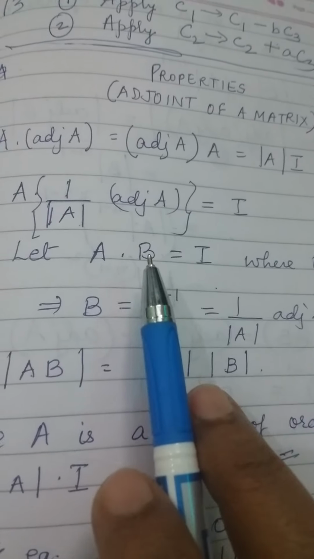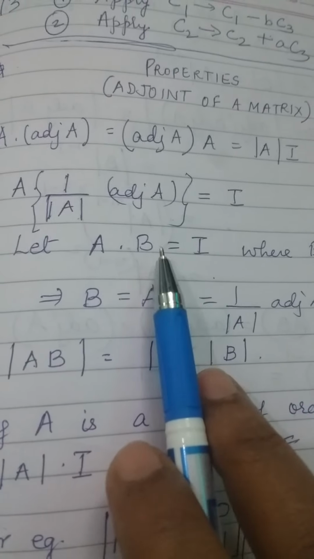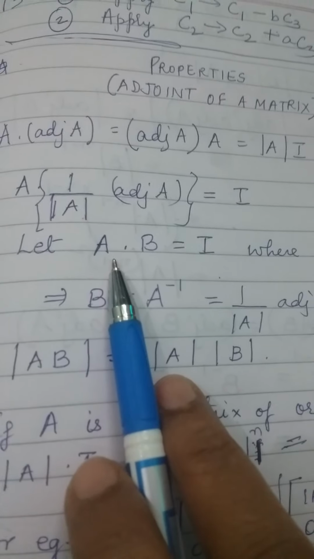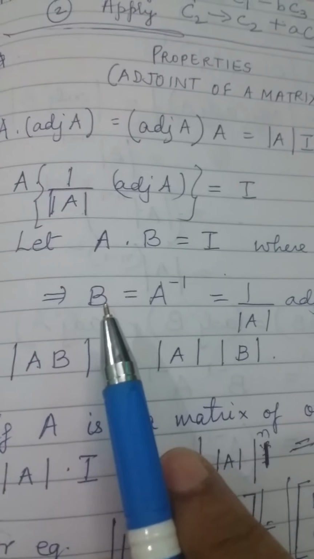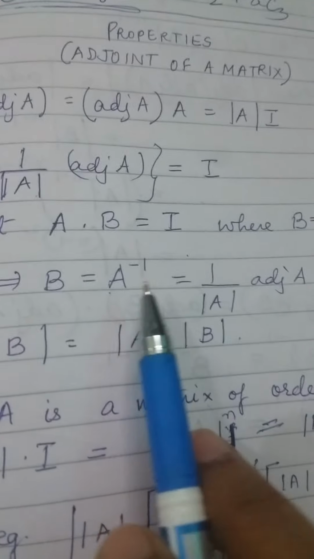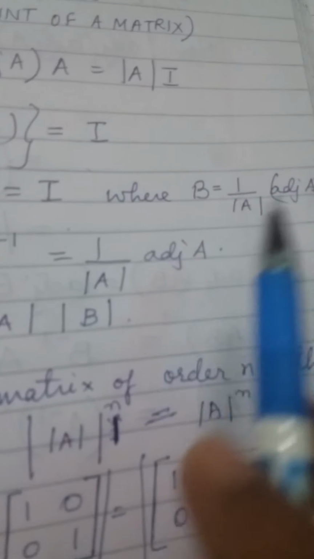And you know, if the product of two matrices is the identity matrix, then the two matrices are inverses of each other. It means B is the inverse of matrix A. It means B is equal to A inverse, and A inverse is 1 by determinant A into adjoint A by the property.